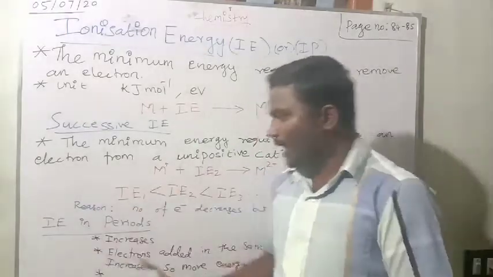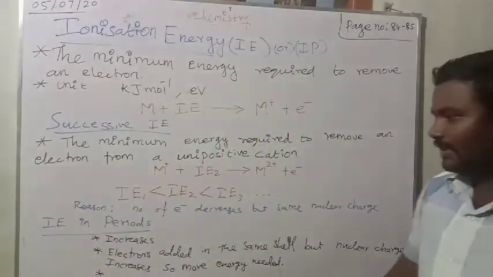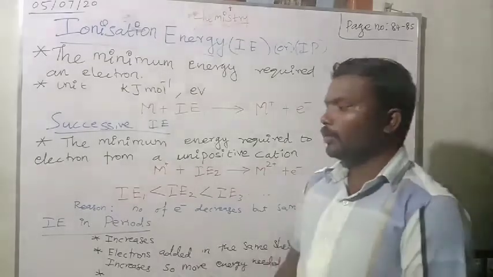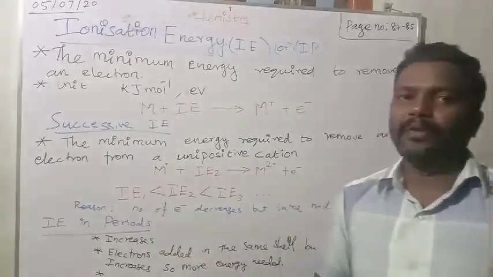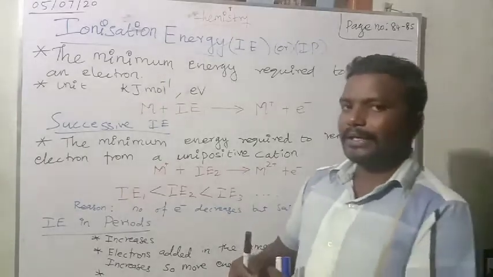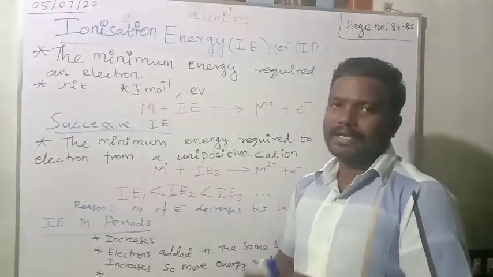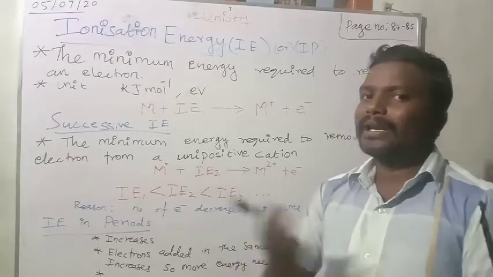Now we are going to apply this ionization energy period wise as well as group wise, right? First we are going to check what happens period wise. You can remember we have already discussed size here. Yes or no, my students? Yes, right? What happens to size period wise?